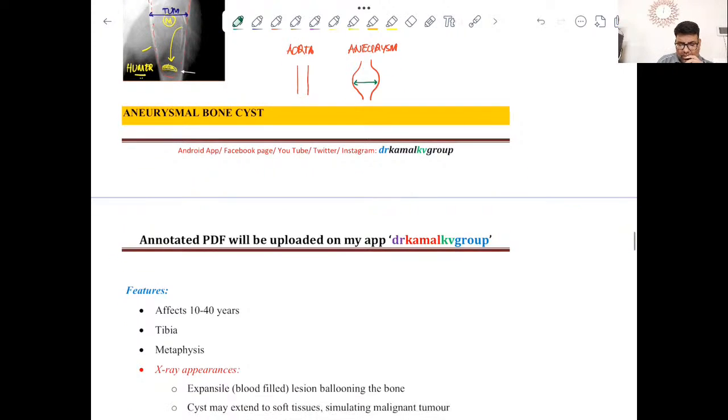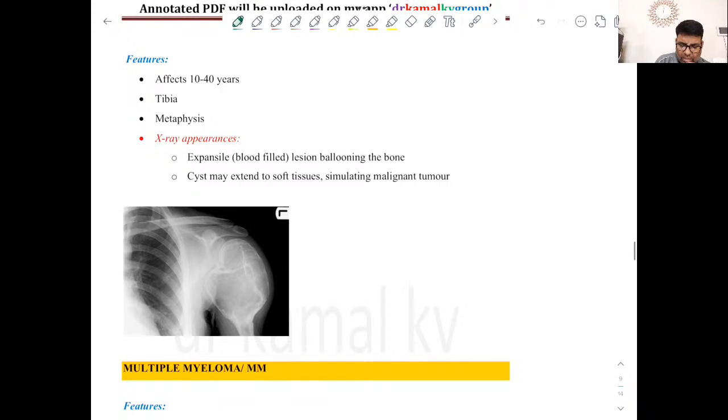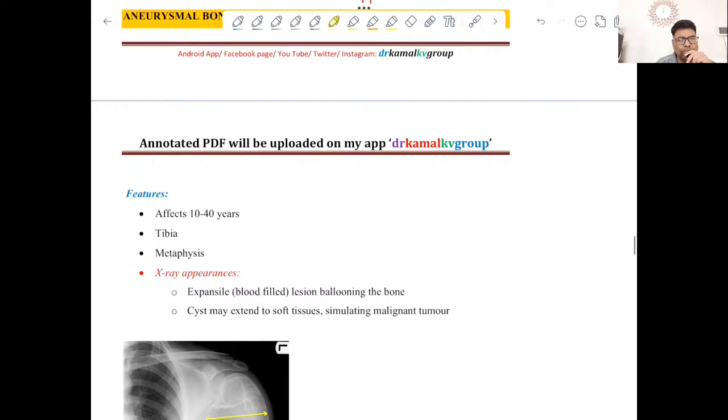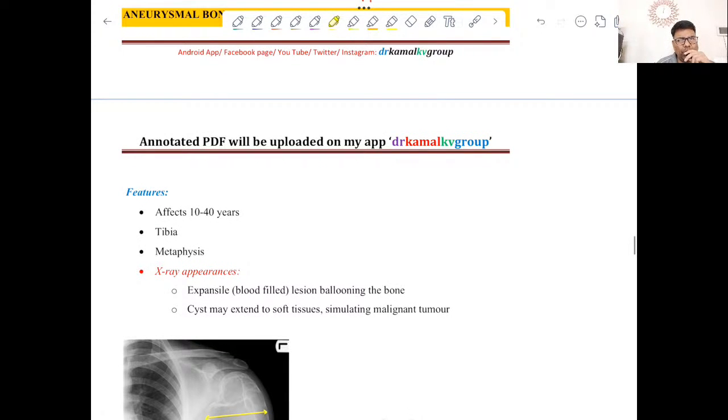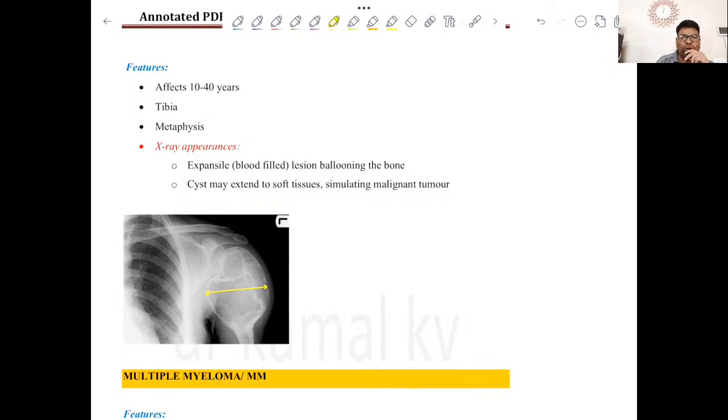Now simply keeping this fact in mind, if we see here, the cyst is also expanding like this. So it is expanding like an aneurysm of an artery, and therefore we are using the word aneurysmal bone cyst, right? So the description becomes clearer and it is easy to identify on X-ray. So this is aneurysmal bone cyst.